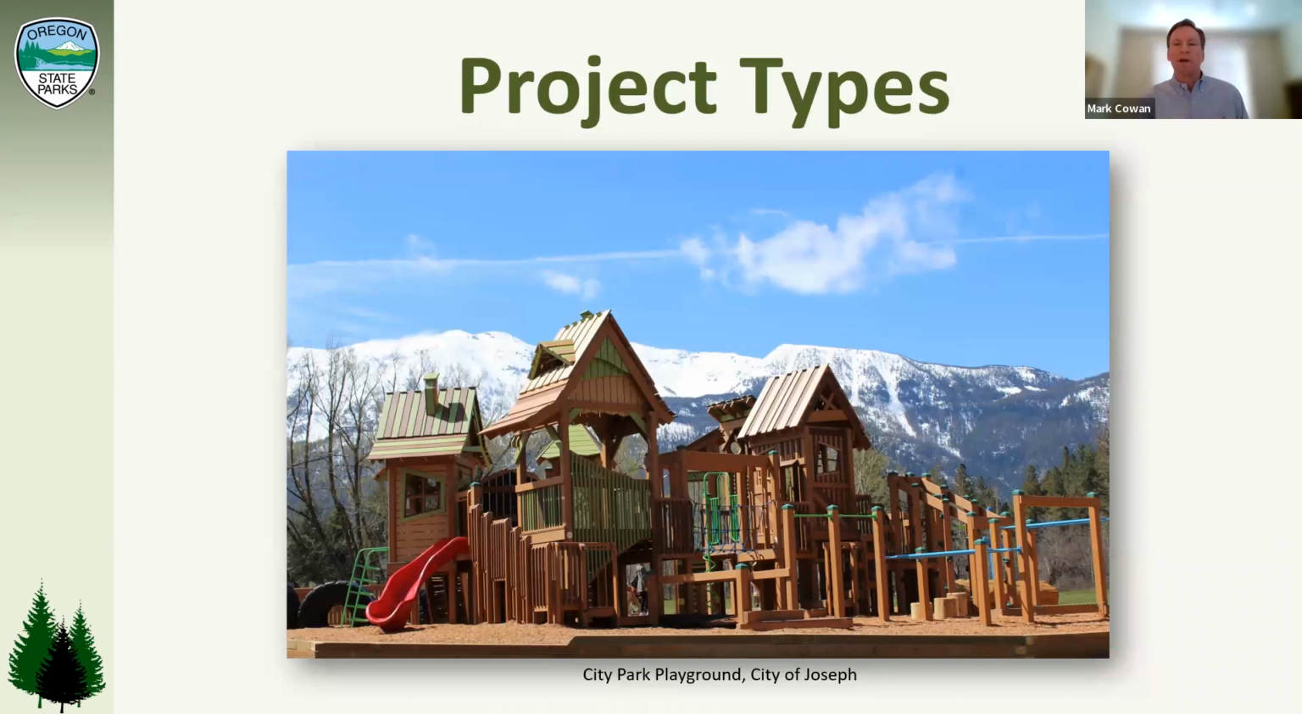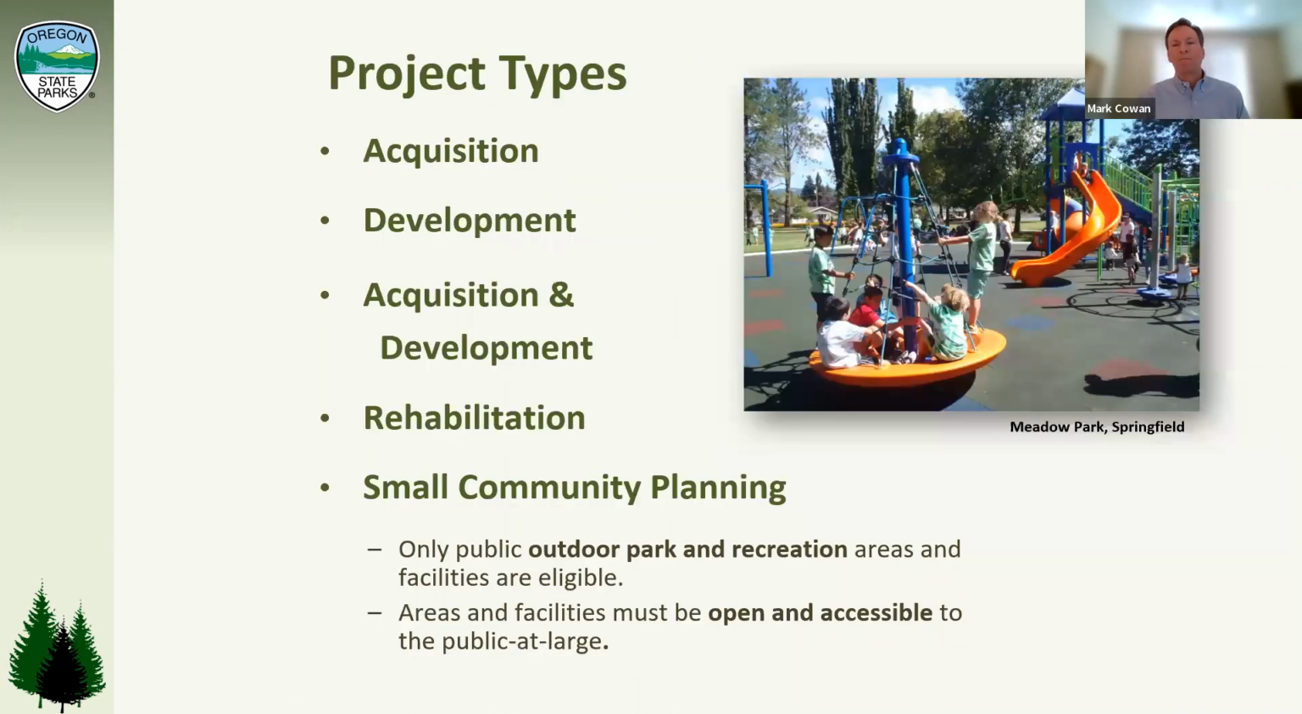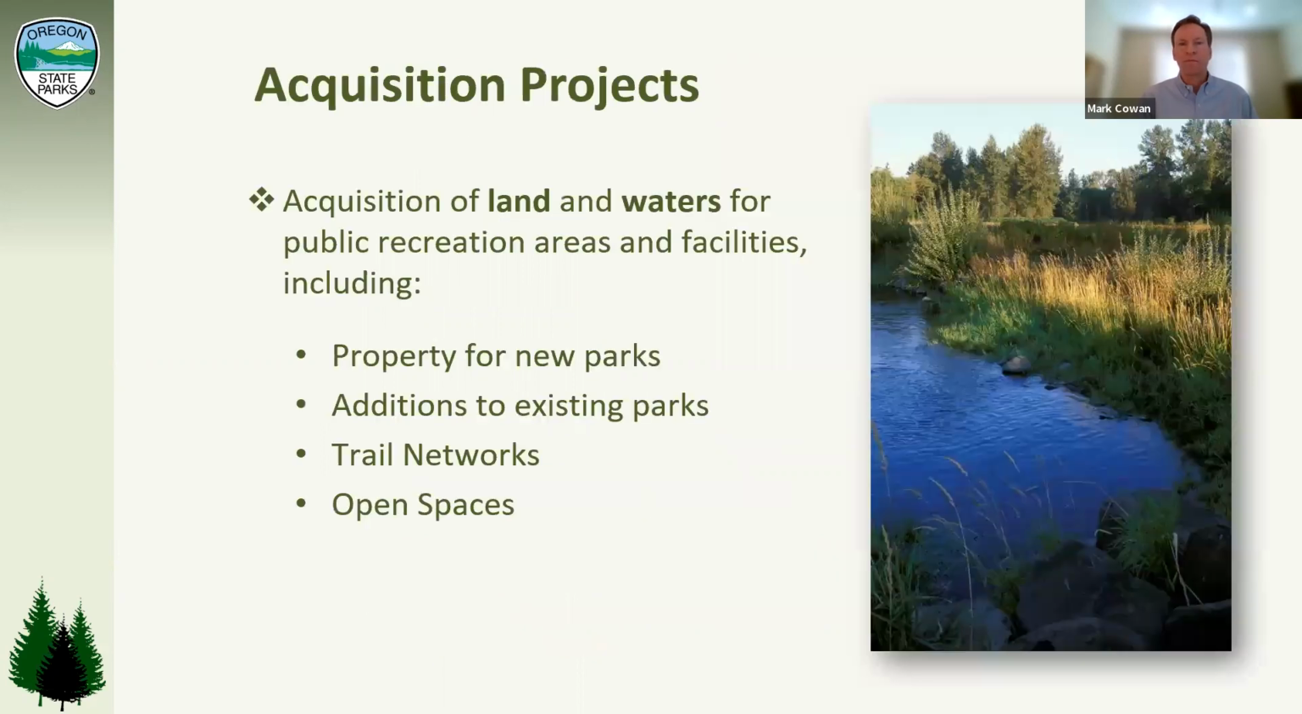Okay, moving on to the types of projects that we deal with. The types of projects that we cover are acquisition of property, development, acquisition and development combined, rehabilitation, and small community planning grants. And of course, the focus of these is all outdoor recreation, and these properties all need to be open and accessible to the public at large. Acquisition means the acquisition of land and water for public recreation purposes. And this can be property for new park purposes. It can be additions to an existing park. This can be property to expand a trail network or even open spaces for conservation.